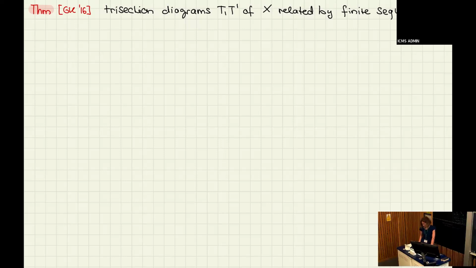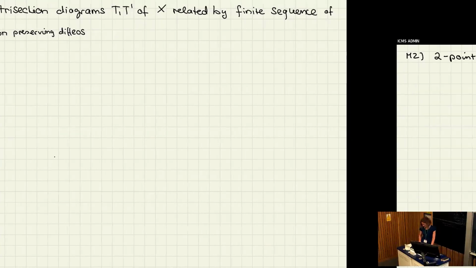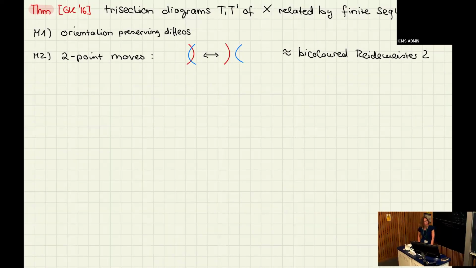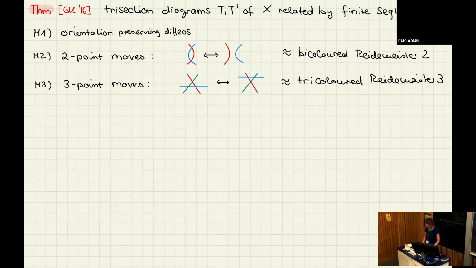sequence of some moves. So the first moves are orientation preserving diffeomorphisms of the surface. The second move are called 2-point moves. They're essentially like colored Reidemeister 2 moves. So Reidemeister 2 moves like in knot theory, but only curves of different color can intersect. So you have them only in this version. The third one are 3-point moves. They're essentially colored Reidemeister 3 moves. And here the condition that only curves of different colors can intersect forces you to use 3 colors.